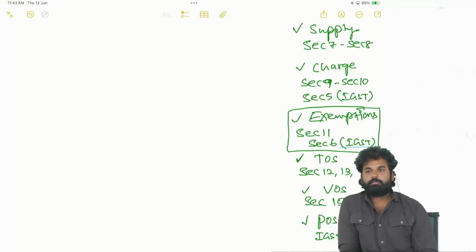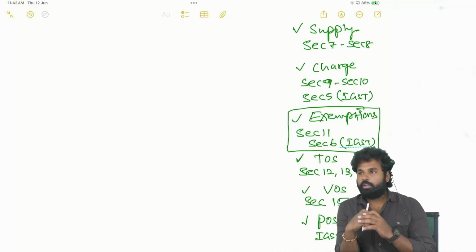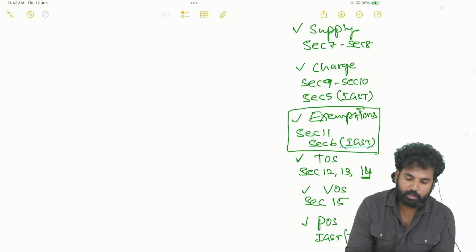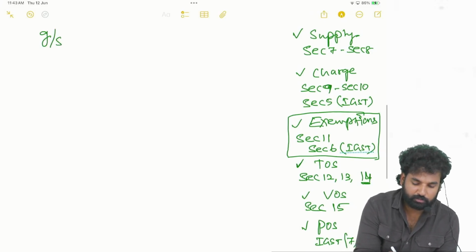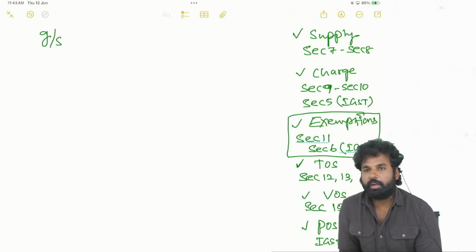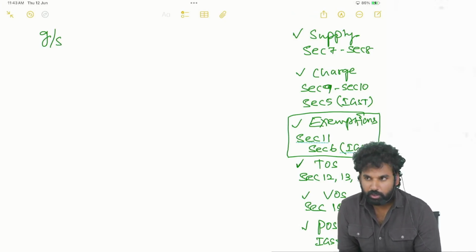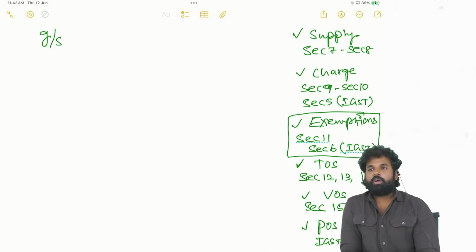Supply. In the supply chapter we have seen the definition of supply. So what comes under supply? In order to be a supply, what shall be there? First of all, goods or services. We shall be dealing in goods or services, so it shall fall under the definition of goods, or under the definition of service.